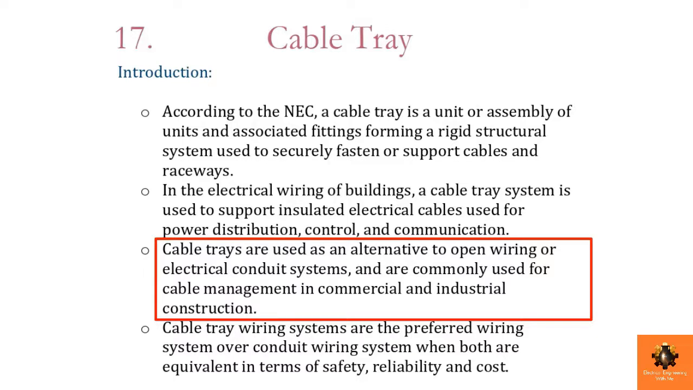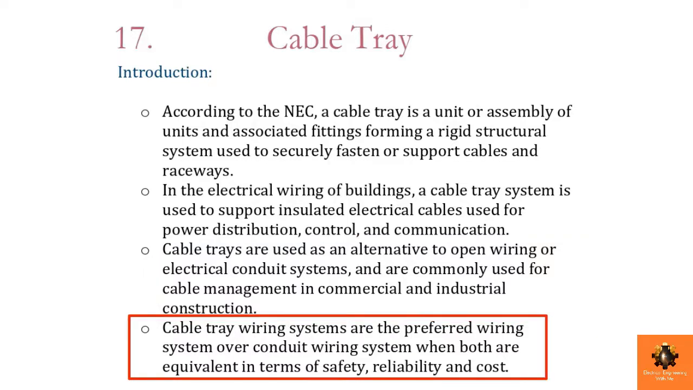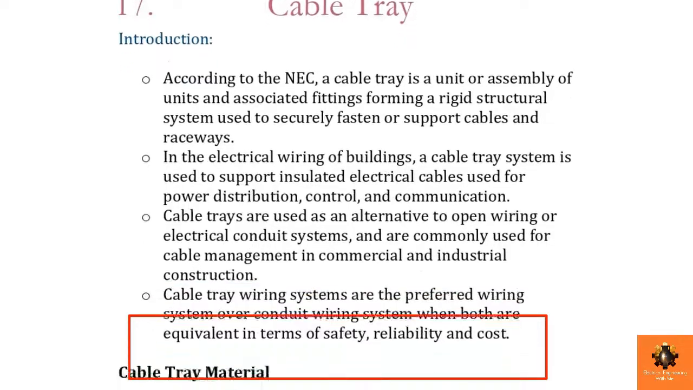So next, cable tray wiring systems are the preferred wiring system. That is, we prefer a cable tray system over a conduit wiring system when both systems are equivalent in terms of safety, reliability and cost. When both these systems are equivalent in these three conditions, safety, reliability and cost, we prefer the cable tray wiring system. So these are some basic introduction points.